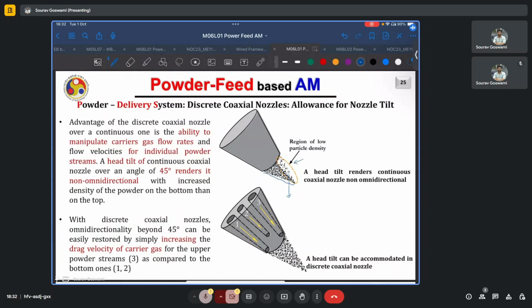The advantage of the discrete coaxial nozzle over a continuous one is the ability to manipulate carrier gas flow rates and flow velocities for individual powder streams. A head tilt of a continuous coaxial nozzle, typically over an angle of 45 degrees, renders it non-omnidirectional, with increased density of powder on the bottom than towards the top. With discrete coaxial nozzles, omnidirectionality even beyond 45 degrees can be easily restored by simply increasing the drag velocity of carrier gases for, say, stream 3 in this case, compared to the others like 1 and 2.